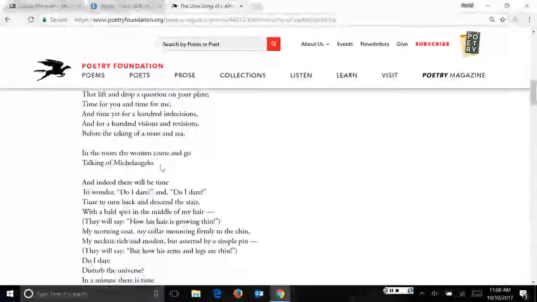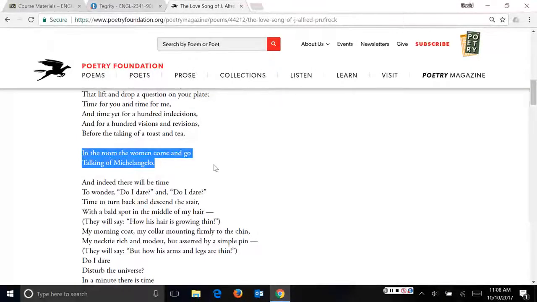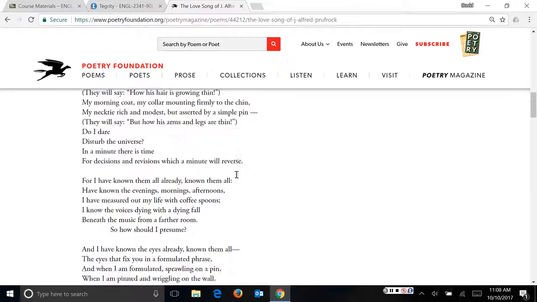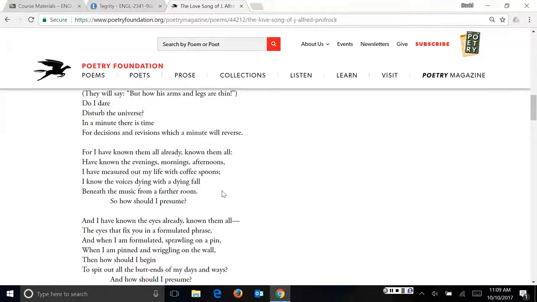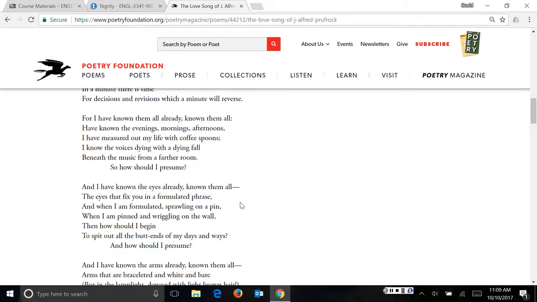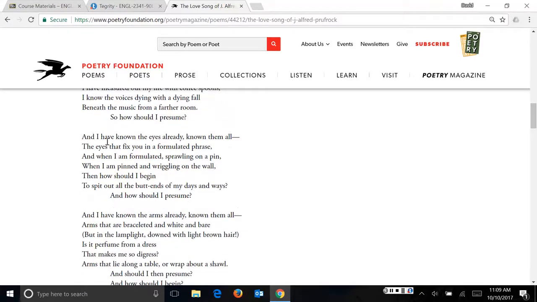And he uses this refrain over and over again about the women coming and going, talking of Michelangelo. And he talks about knowing them in very peculiar ways, right? He says, "I have known the eyes already, known them all, the eyes that fix you in a formulated phrase, and when I am formulated, sprawling on a pin, when I am pinned and wriggling on the wall, then how should I begin to spit out all the butt ends of my days and ways, and how should I presume?"